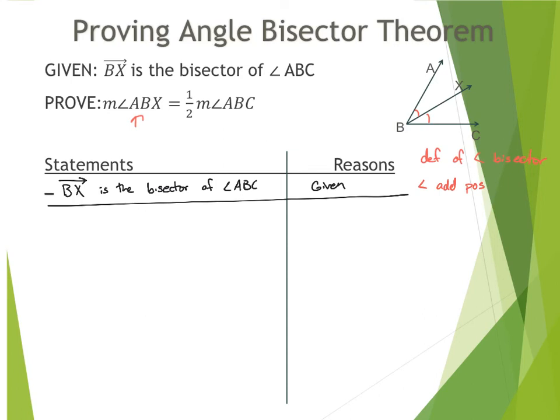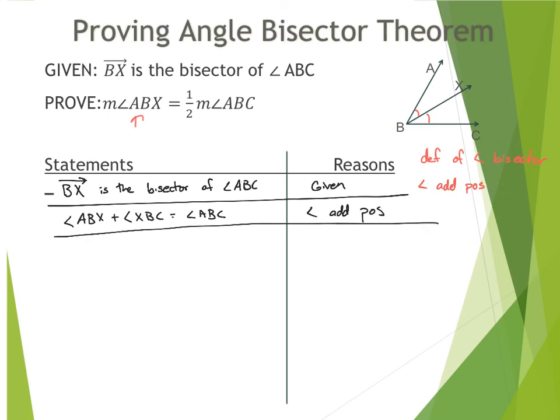Okay, so I have that angle. I'm doing angle addition postulate first. Angle ABX plus angle XBC is equal to angle ABC. And this is angle addition postulate. And then I'm going to use my definition of bisectors. So angle ABX is equal to angle XBC.